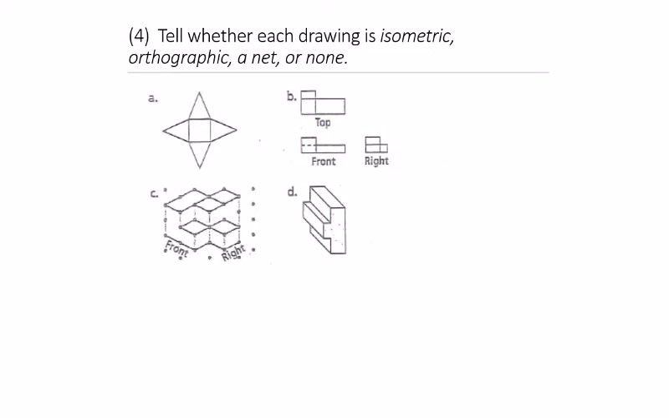All right, here we're just trying to identify which one is isometric, which one is orthographic, which one is a net, which one is none, or which combination of those we have here. So for A, that's a net, right? It's all the sides folded out. For B, we have a view of all the different perspectives, and so that's going to be orthographic.